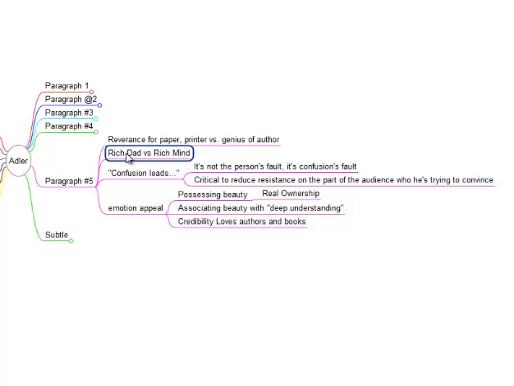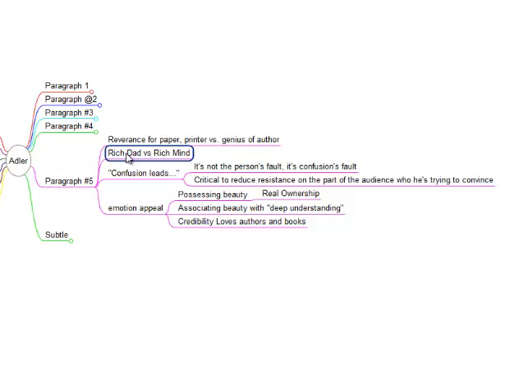But now, there's a contrast between a rich dad and a rich mind. And of course, where is he going? Which one is the beautiful one? The rich mind, right? The rich dad may give you a reverence for paper or for the printer, in terms of how you like the paper being printed and how you like it looking and the binding and all of that stuff. That is a reverence for the paper and the printer.